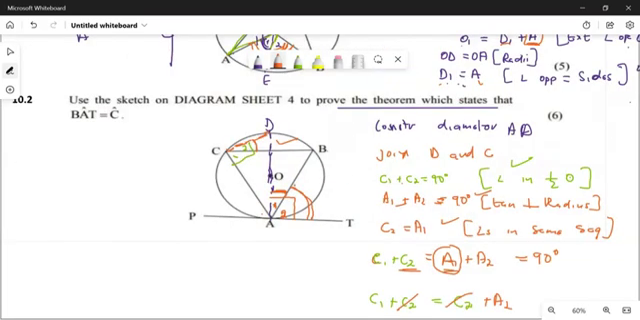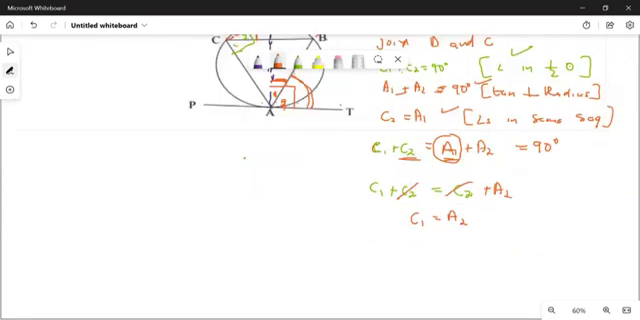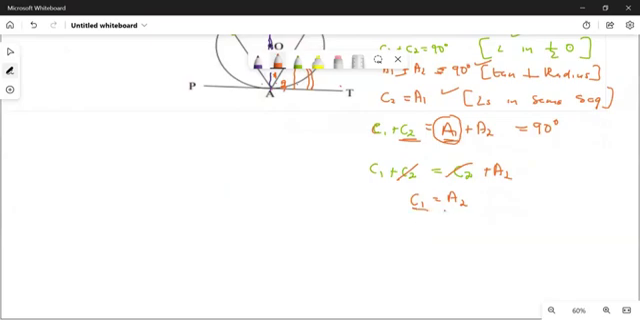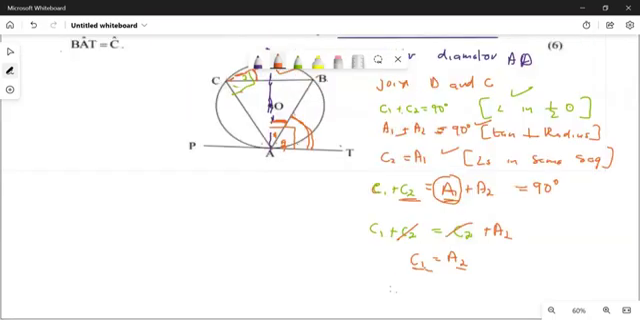Which means that's what we're trying to prove. Remember, we're trying to prove that this angle here, BAT, which is A2, is equal to angle C. And what is C? It's C1 again. We managed to prove that C is equal to A2. Therefore, we can make a conclusion to say BAT is equal to angle C.